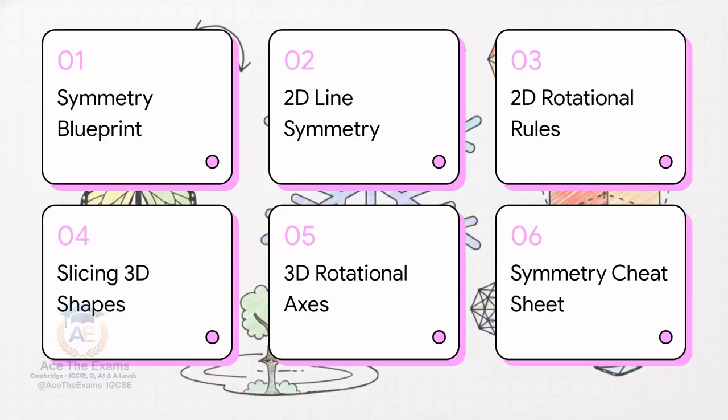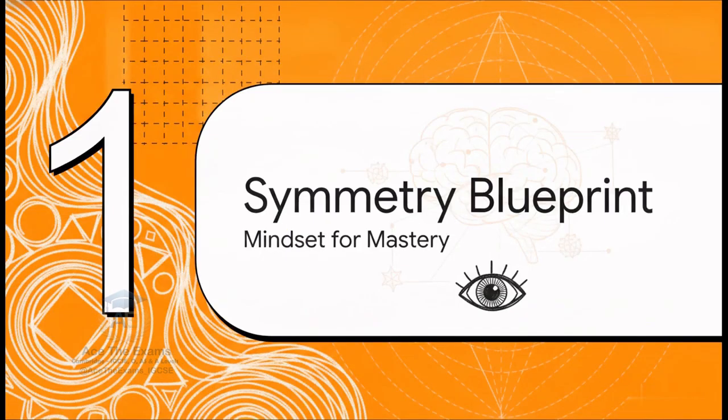Okay, let's dive right into our agenda. As you can see, we're following a sort of dimension escalation arc today. We'll start flat with 2D line and rotational symmetry. Then we'll step it up to 3D planes and rotational axes, and finally we'll wrap it all up with a foolproof cheat sheet. Section 1. The Symmetry Mastery Blueprint. Let's quickly get our mindset right for this.